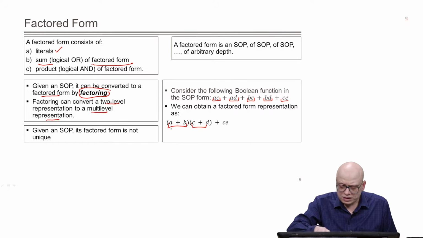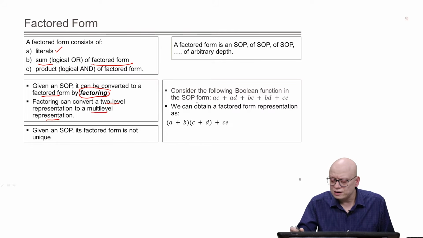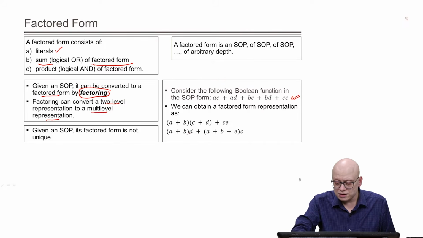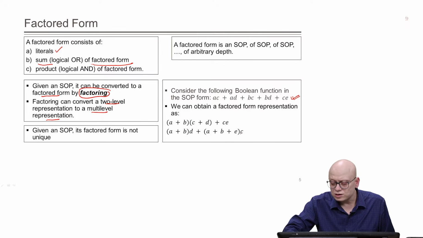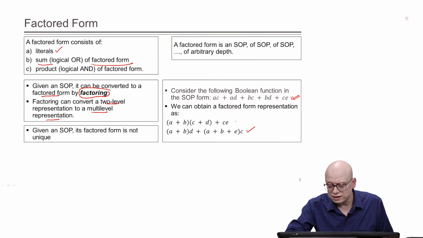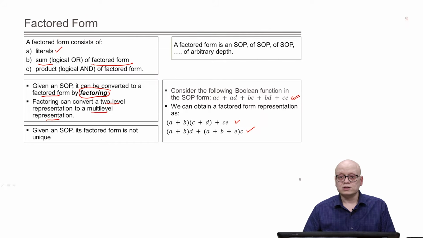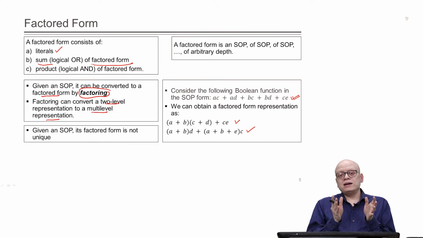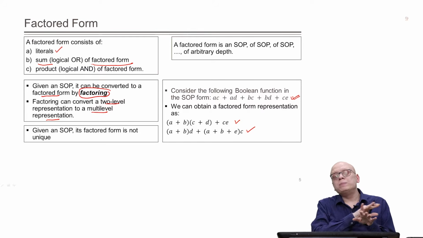So if we try to do factoring for this Boolean function, we can get another factored form also, right. For example, a plus b dot d plus a plus b plus e dot c. This is another factored form, right, for the same function. Now, even SOP is a factored form, right. SOP can also be considered as a factored form. Similarly, POS can also be considered a factored form. Okay. So now, for a given Boolean function, we can get multiple factored forms.